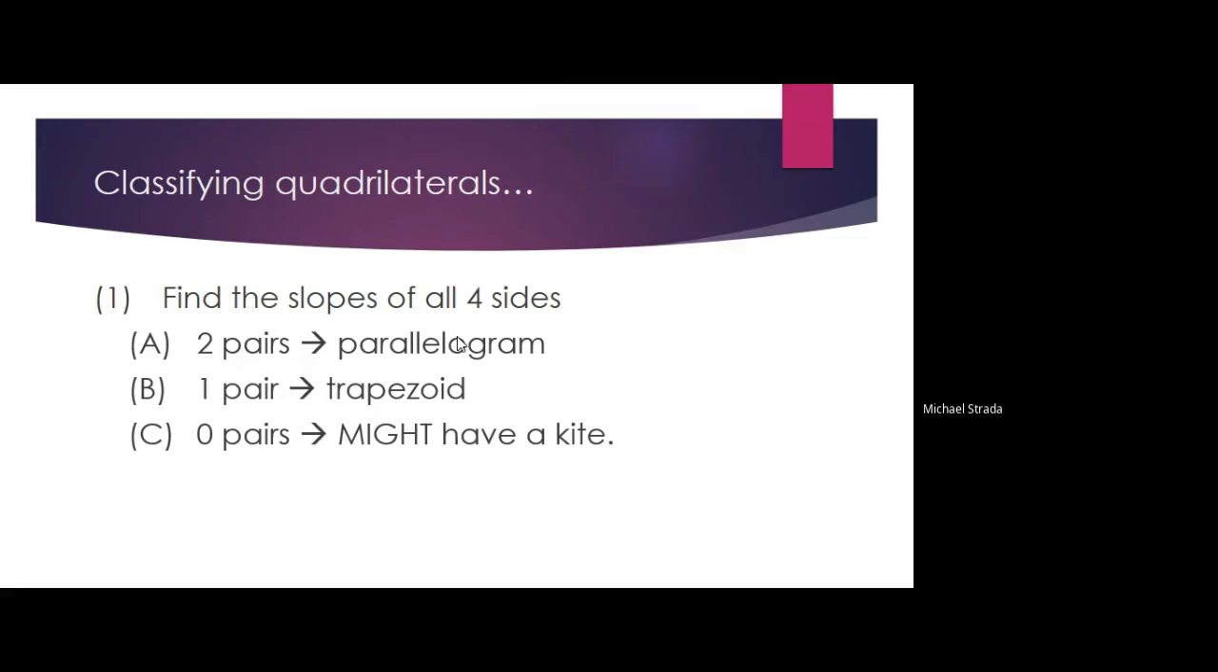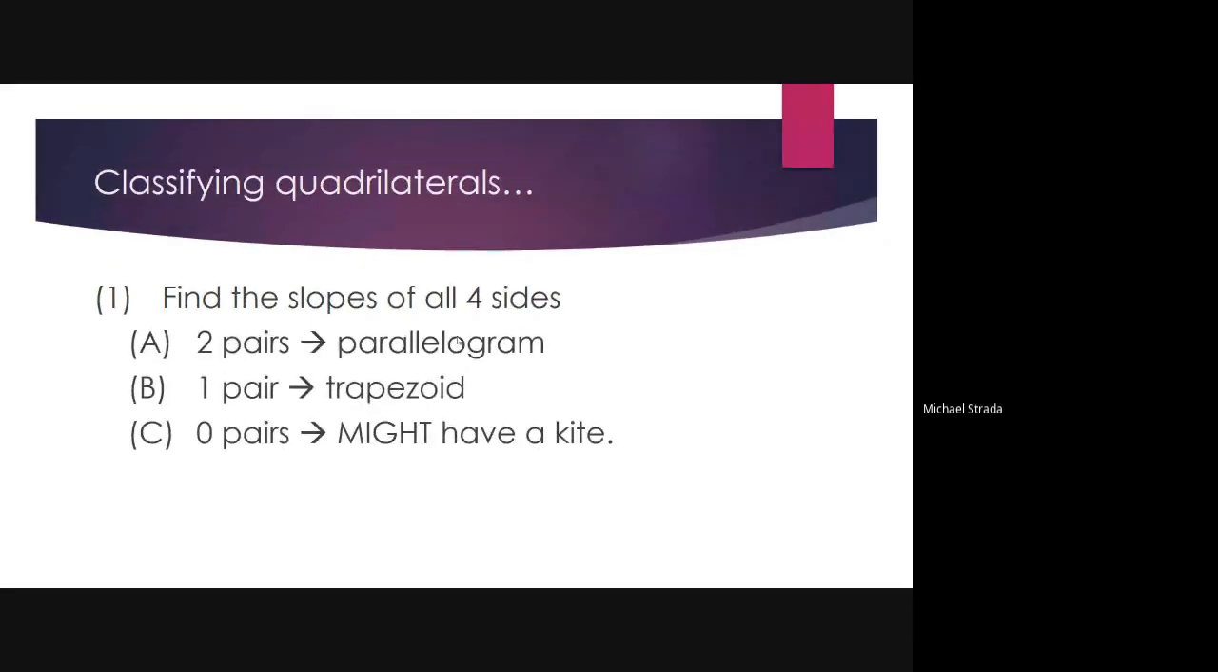Well, parallelogram, opposite sides are parallel. That's the 2 pairs. In the coordinate plane, when lines are parallel, what's true about their slopes? They are equal. So the only thing missing that you got to add is the symbol equal. So 2 equal pairs, you have a parallelogram. 1 pair equal, you have a trapezoid. And no pairs equal, you have a possibility of a kite. And we will tell you when you have to look for a kite.